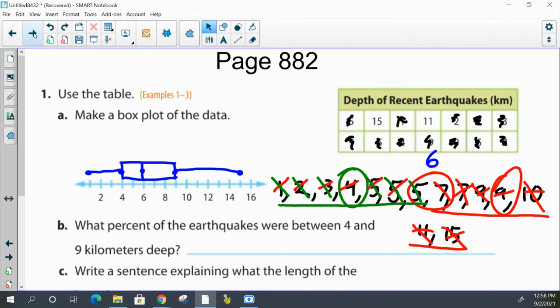All you're doing is taking the information we used yesterday, finding the median, finding quartile 1 and quartile 3, and drawing a picture with it. Whoops, that's not what I meant to do.